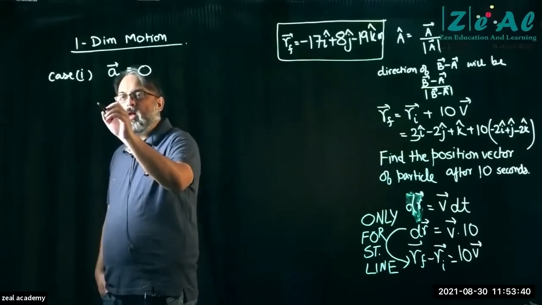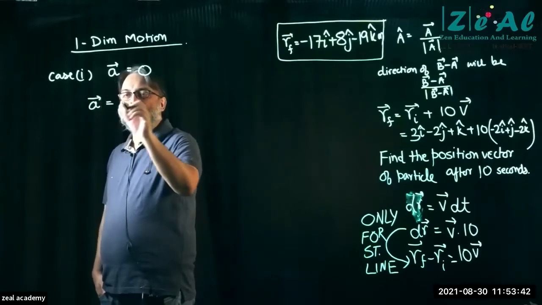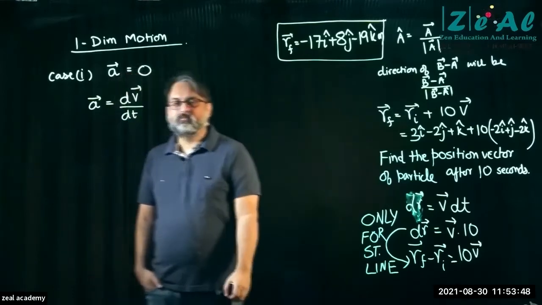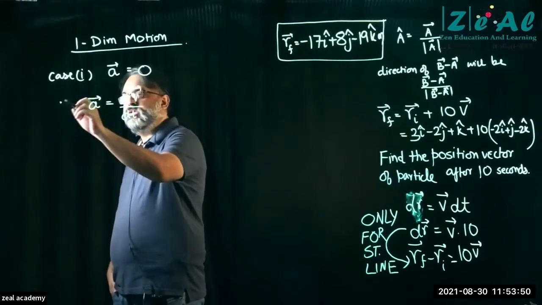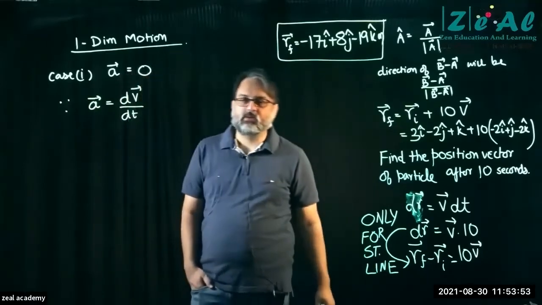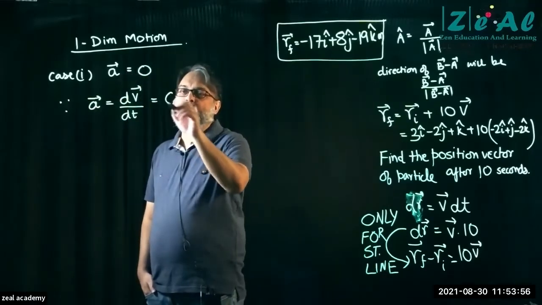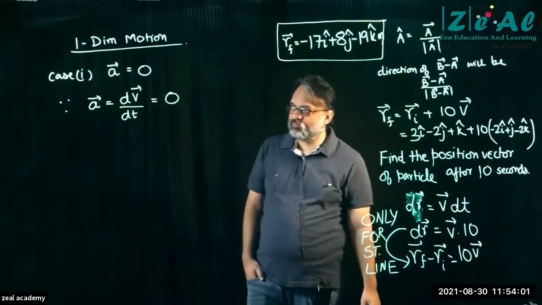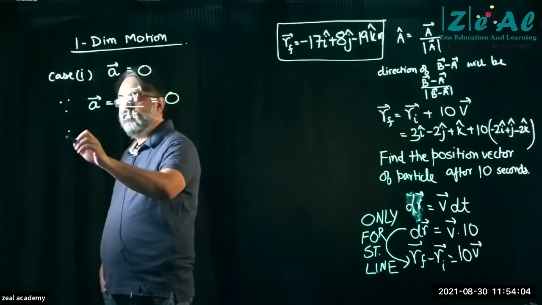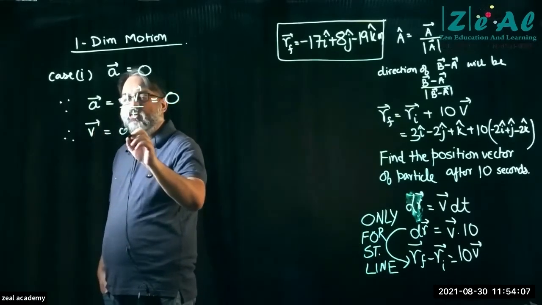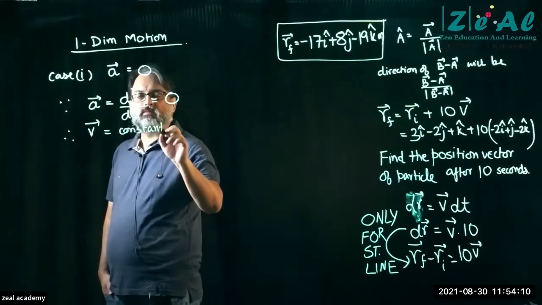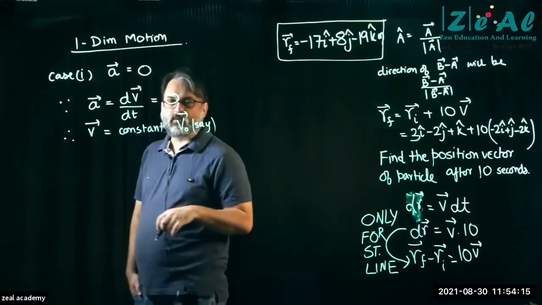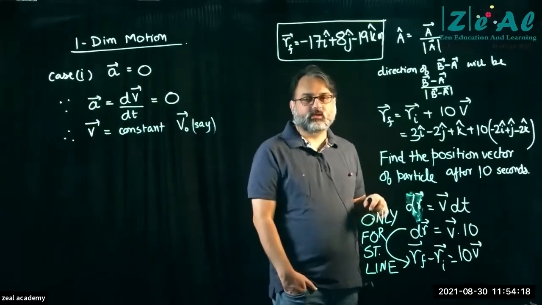To 0, I know that acceleration is defined as dv by dt. So since acceleration is equal to dv by dt is equal to 0, velocity is always constant. Therefore v is equal to a constant. Okay, so I'm assuming that the constant velocity is V naught.